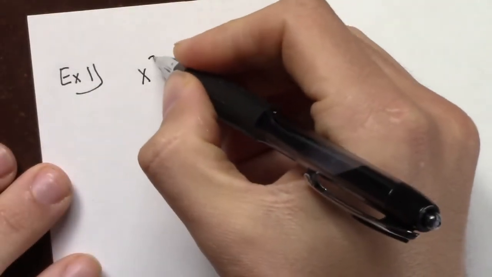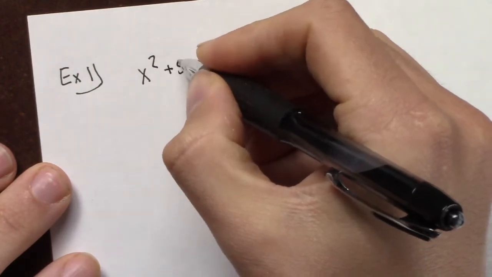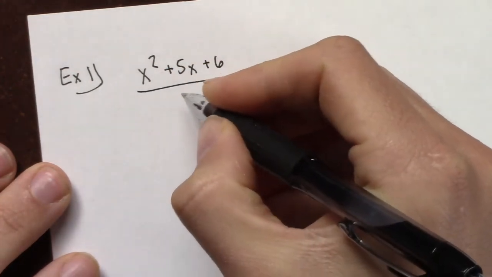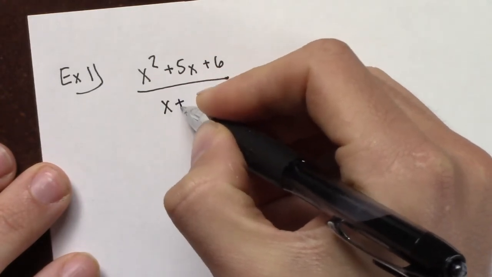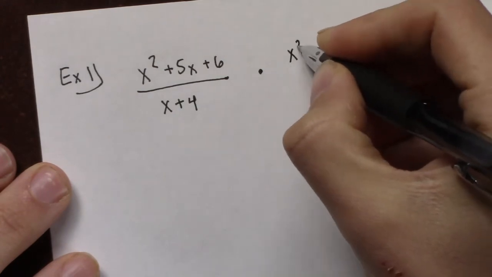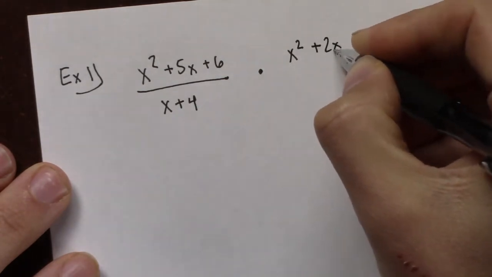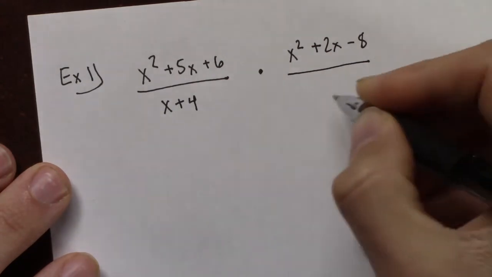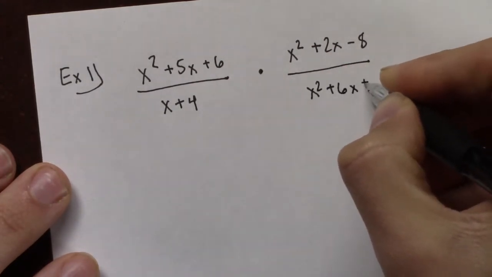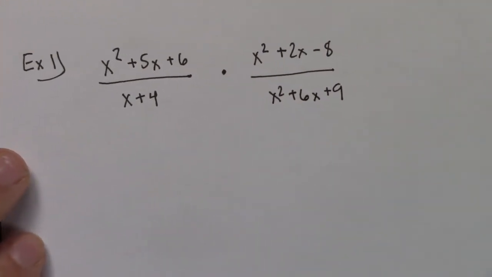Depending on how long this takes, I'm going to do probably 3. So this first one, let's say we got right here: x squared plus 5x plus 6 over x plus 4. And we're going to multiply this by x squared plus 2x minus 8 all over x squared plus 6x plus 9.